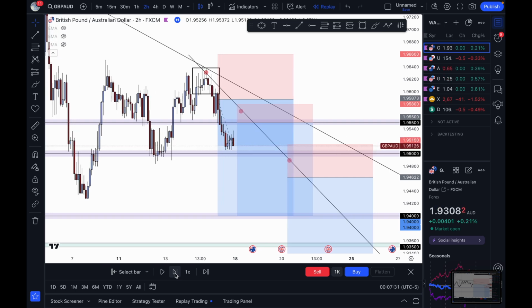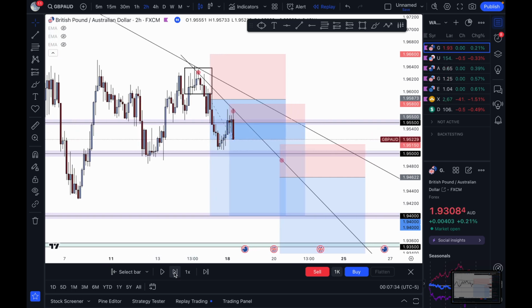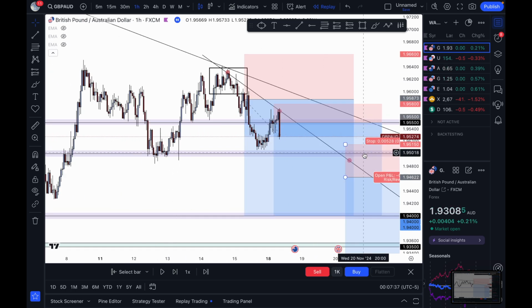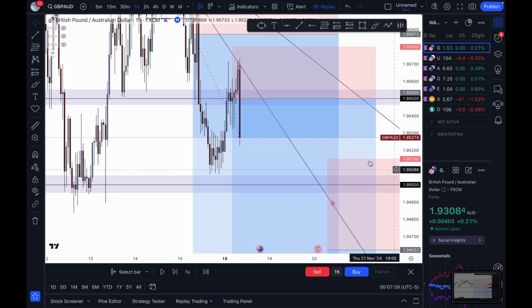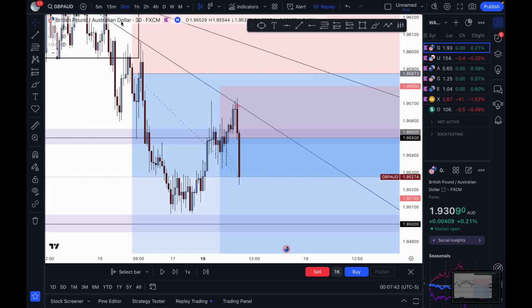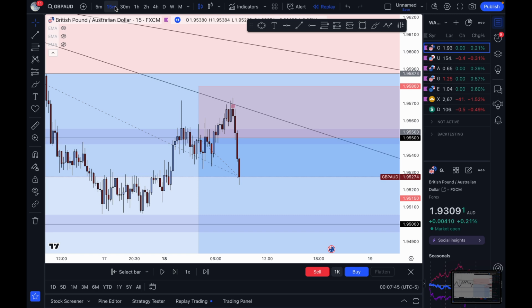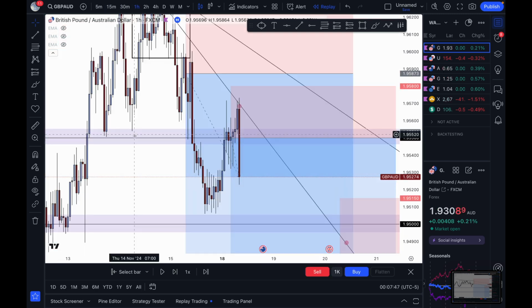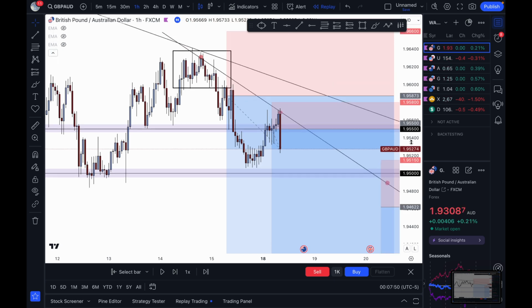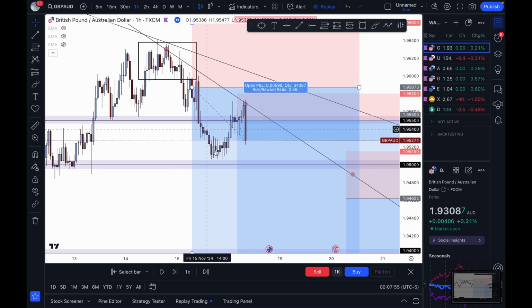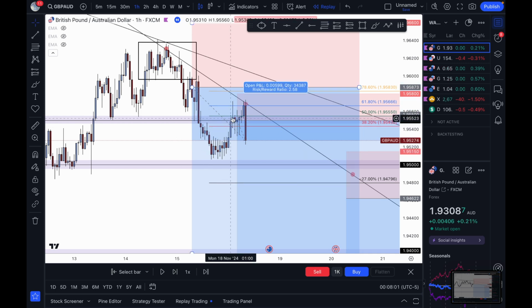The second setup, where is it? I think I entered right off of this tweezer top right here. Right off of this break and retest, I had a Fibonacci from here to here. This tweezer top right here, I put my stops above this wick that it just created. I gave it some breathing room, but at 558, 1.95, 800.